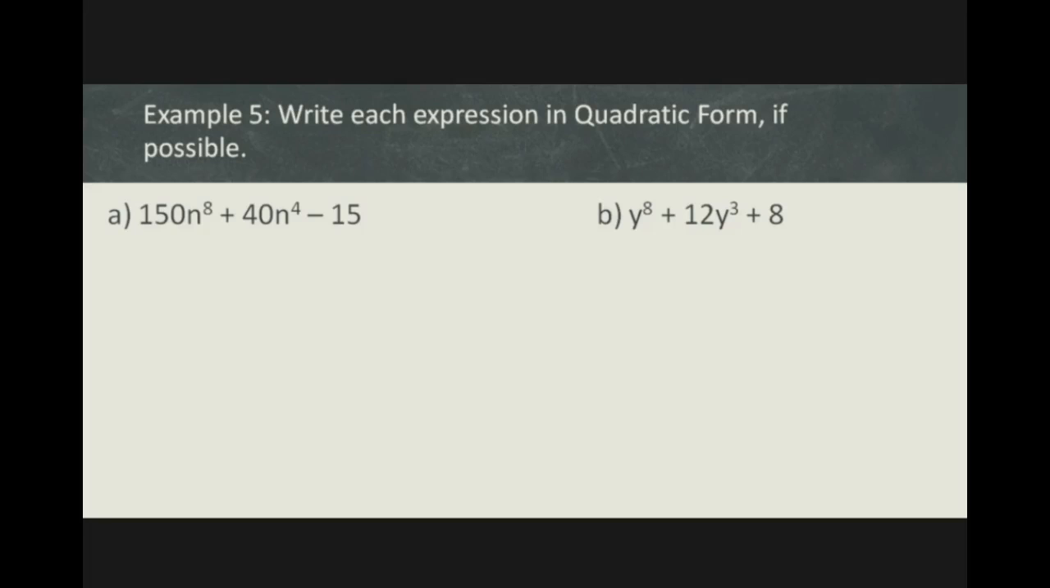So we have 150 n to the 8 plus 40 n to the 4th minus 15. So actually, before I even start this problem, the very first thing I notice is that there is a GCF of 5. So I can actually start by factoring out a 5 from each term. And then what I'm going to do now is say, okay, n to the 8th and n to the 4th, they're times 2, that middle term.